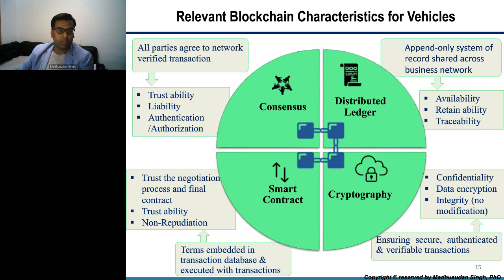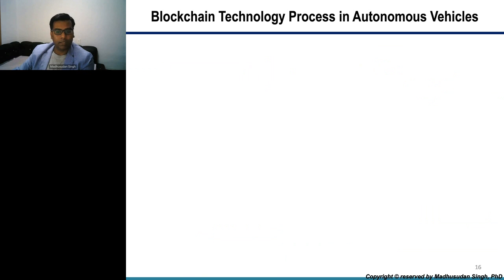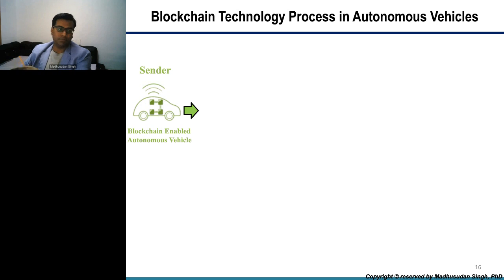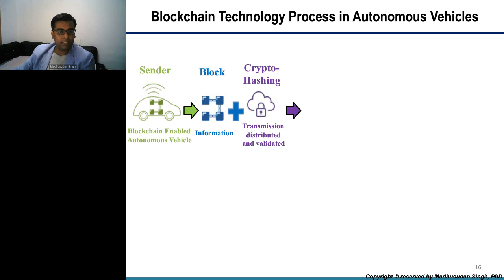So how does it work? Take the blockchain technology process in an autonomous vehicle. We're not talking about level 2 vehicles; we're talking about level 3 to level 5 vehicles. We have proposed this for self-driving cars and autonomous vehicles. How is blockchain technology going to protect those things? For example, there is one vehicle, the sender. The blockchain-enabled autonomous vehicle has information and broadcasts that information. Through crypto hashing, the transmission is distributed and the information is validated.